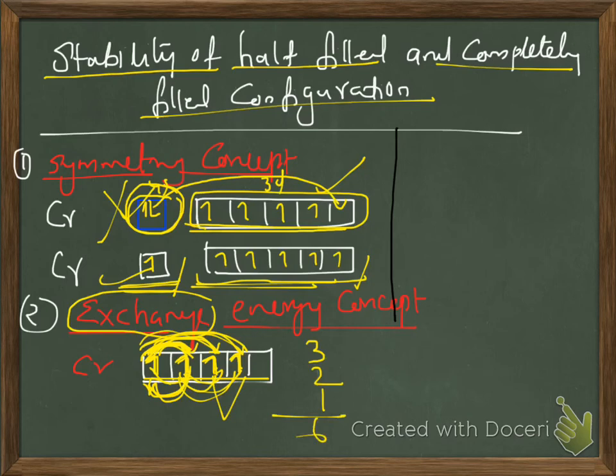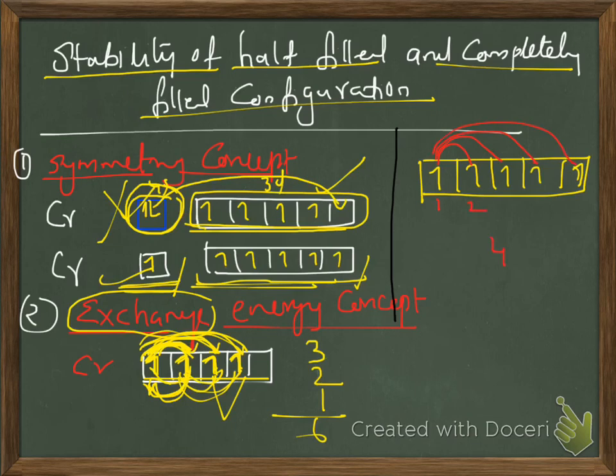Another configuration possible for chromium is, what is that configuration? 3d5. You have to count the number of exchanges. For the first electron, 1 exchange, 2 exchanges, 3 exchanges and 4 exchanges.